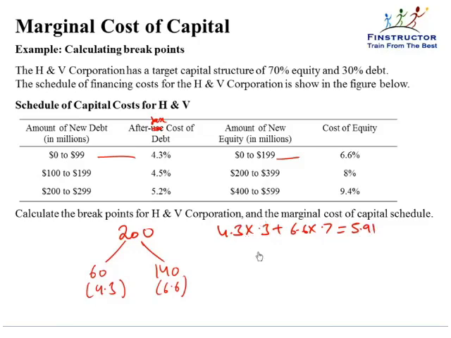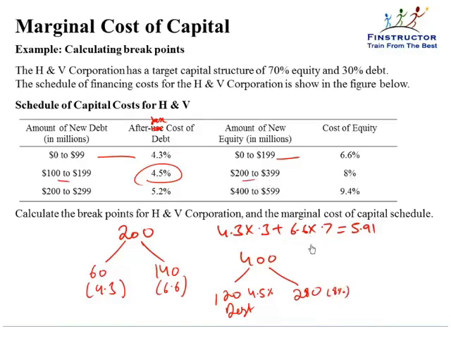Similarly, if the total capital was $400 million, then debt would be 30% of it, that is 120, and equity would be 70% of it, that is $280 million. At 120, the cost of debt is 4.5%. Okay, this is the cost of total debt, not just the incremental debt. And it's the after-tax cost, so it will be 4.5%. And the cost of equity at $280 million would be 8%.